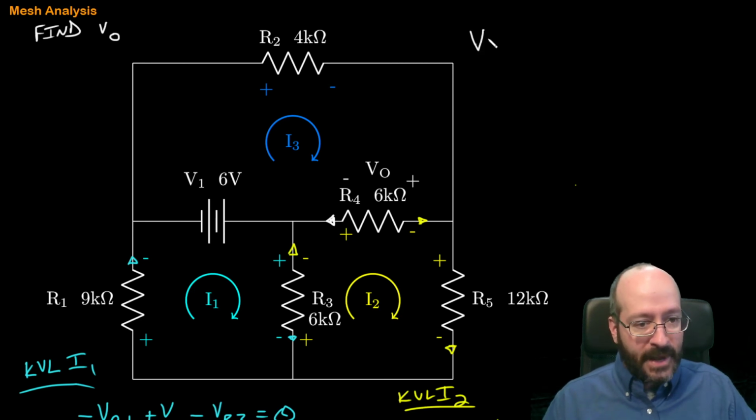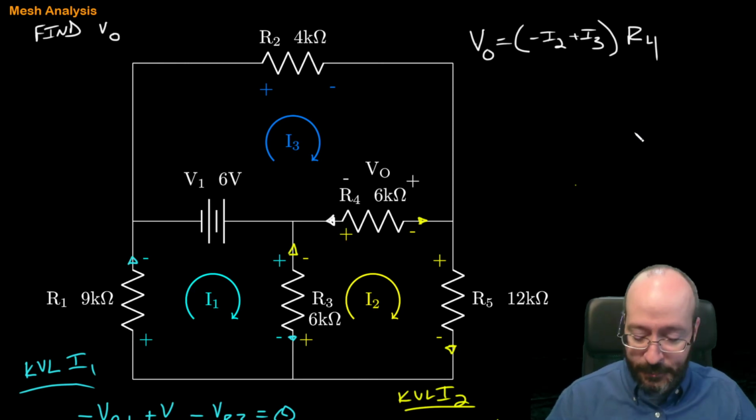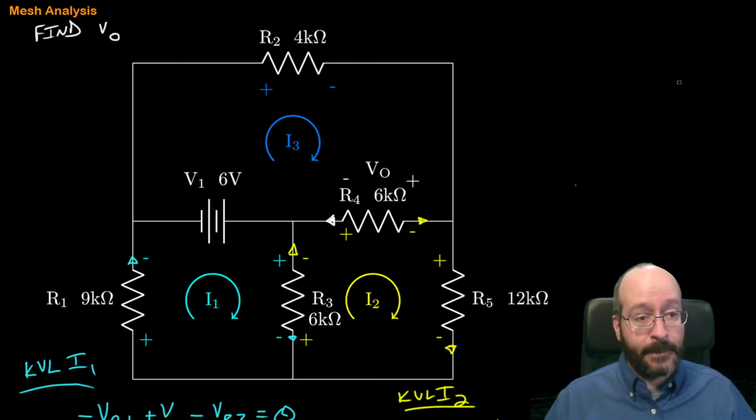So if I want to find V out, I1 doesn't touch it. I2 does, but goes in the negative direction. And I3 touches it and goes in the positive direction. And then I multiply by R4. So that's going to be my equation for V out. Now I just got to plug in some values. Let's do that down below where we have everything all in one place.